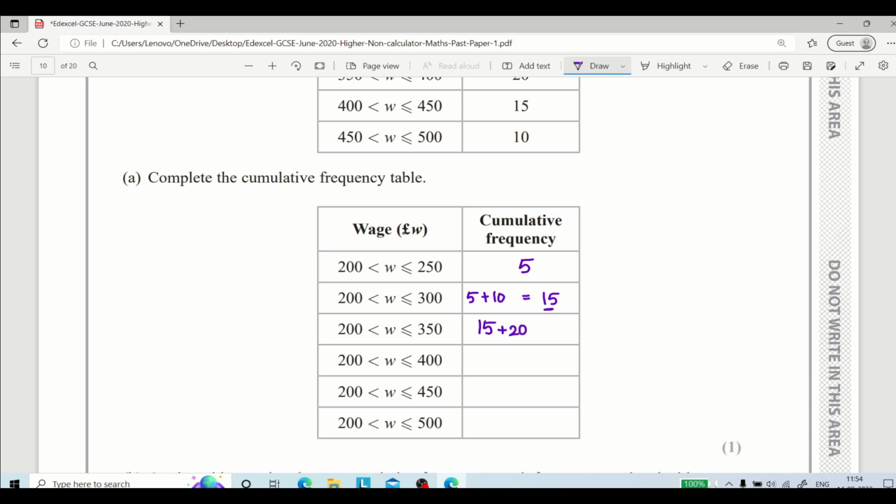So 15 plus 20 is going to be 35. Now 35 plus 20. That is going to be 55. Very good. 55 plus 15 is going to be how much? 70. And then 70 plus the last one, 10, is going to be 80. So here you complete your cumulative frequency.